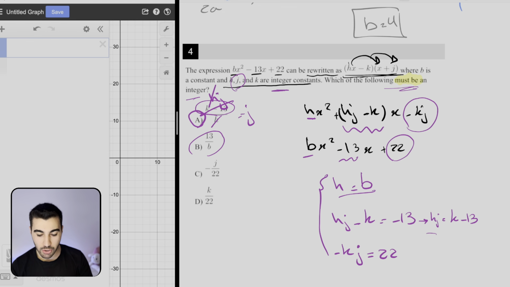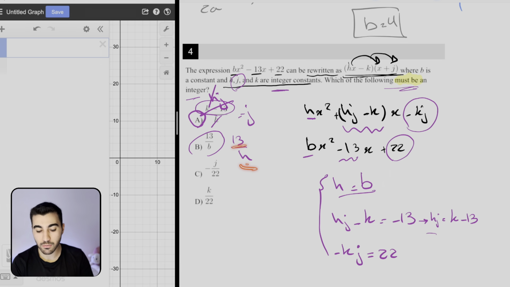B is equal to h, so I can put h into B. It's going to be 13 over h. The reason I did that is because the question said B is a constant. We don't know if it's an integer or a non-integer, but h is an integer, right? Now, of course, we could say h is an integer, so it's equal to B, so B is an integer. We can also do it this way.